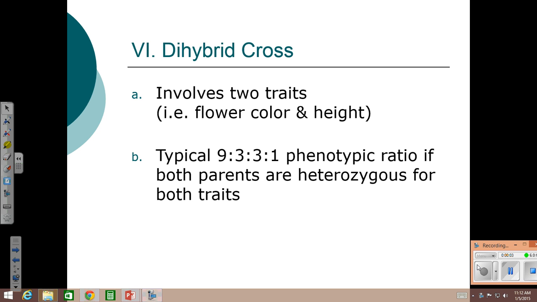Okay, now we're going to talk about dihybrid crosses, which is when you're looking at two traits at the same time, and we want to figure out what our likelihood is of inheriting those two traits. The typical pattern that you're going to see is 9-3-3-1, which means you're going to have 9 of the dominant phenotypes, 1 of the recessive phenotypes, and then 3 are a mix and match of the other 2. Okay, and that's when you're crossing parents that are heterozygous for both traits. So let's look at how we do that.